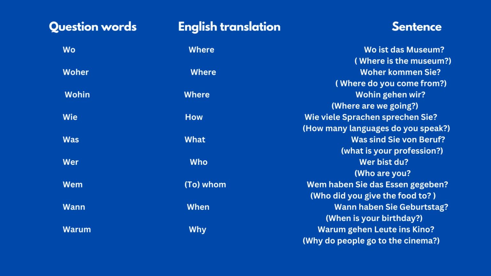Was is what. Wer is who. Wem is to whom. Wem haben Sie das Essen gegeben? Who did you give the food to? Warum is why. Warum gehen Leute ins Kino? Why do people go to the cinema?